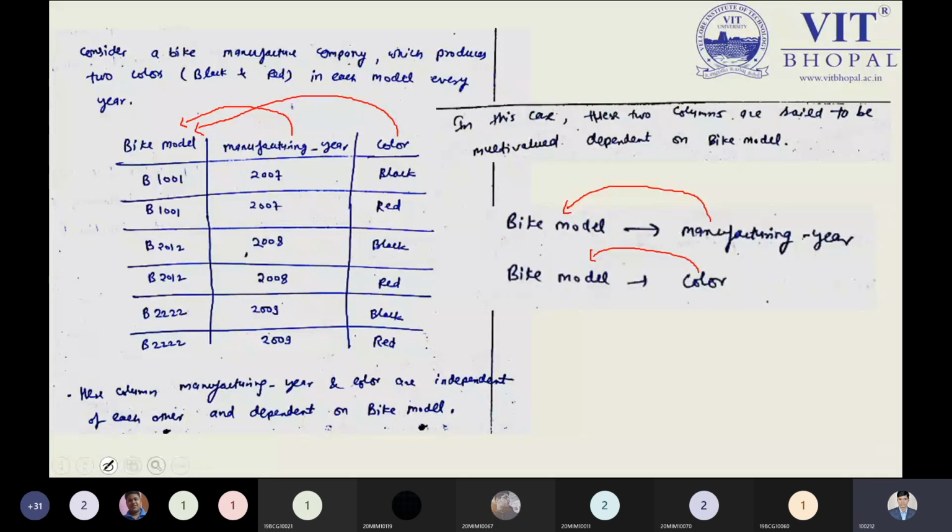So this was our third functional dependency type, that is the multi-valued functional dependency.